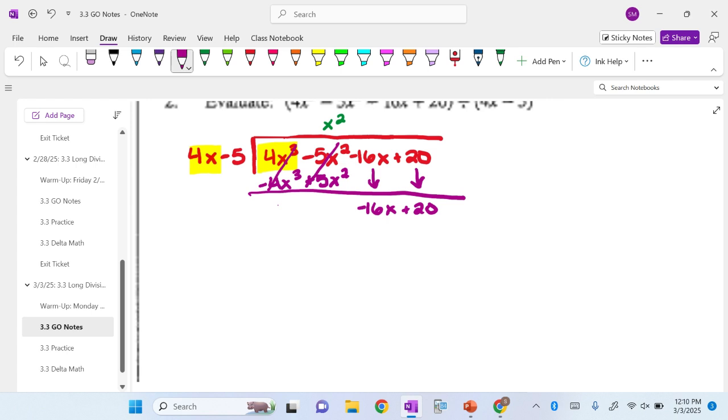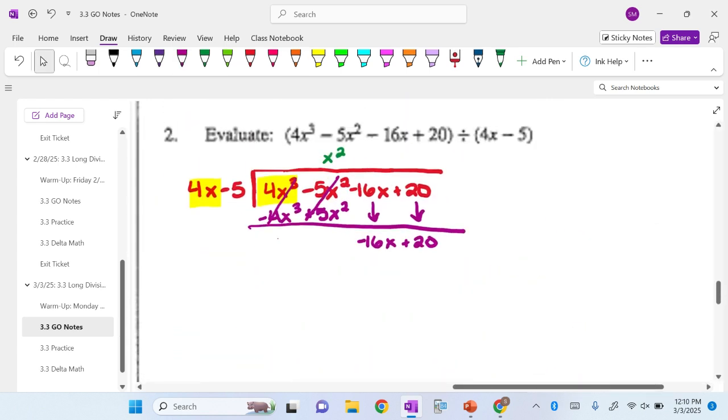However, what that means is, since our x squared cancel out, is that we're not going to have a what in our quotient? We're not going to have an x, because x squared divided by x, which is what we're going to divide by, is x. So this is not going to have an x, because what's x divided by x? 1.